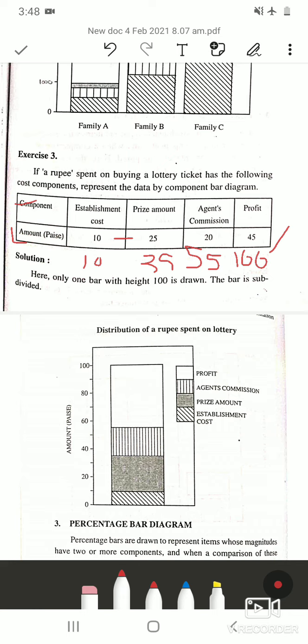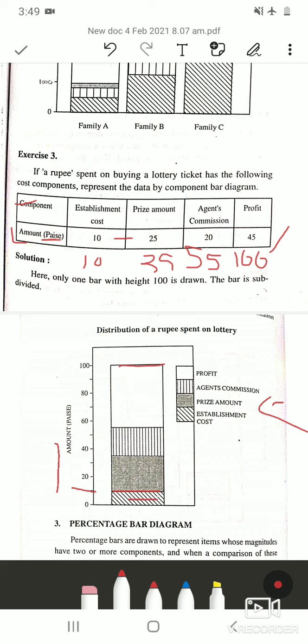Here the height of the rectangular box is 100 paise. Along the y-axis it will be paise: 10 paise, 20, 30, 40, 50 up till 100. So establishment cost is how much? 10 paise. So this is your 10. So plot a straight line and shade it, and in the index show what that shading represents.